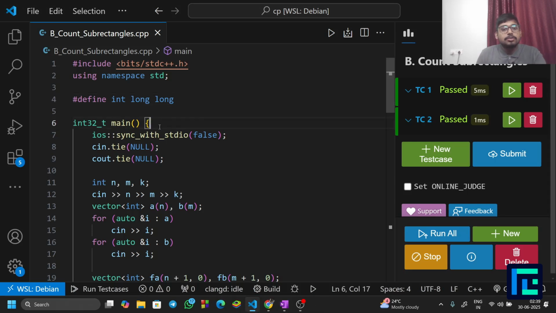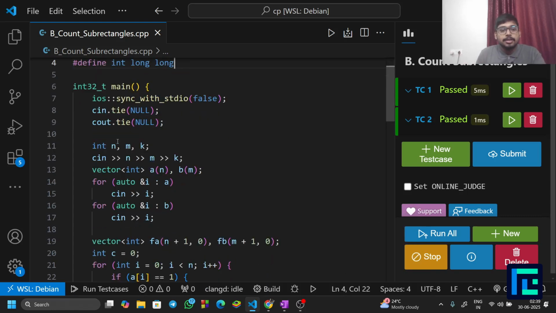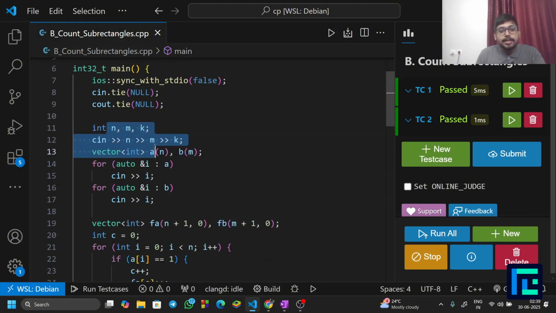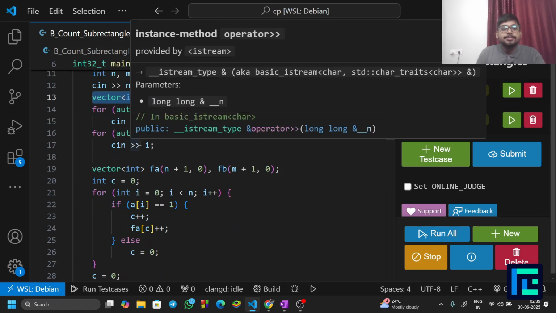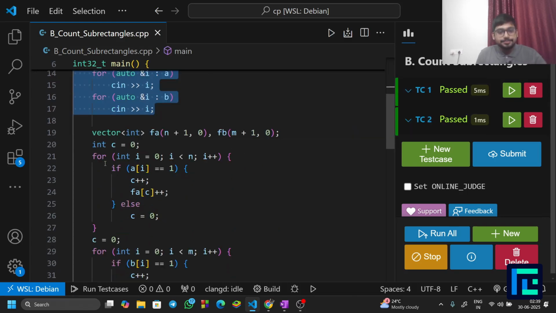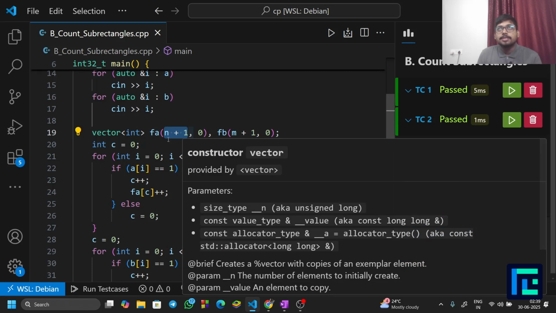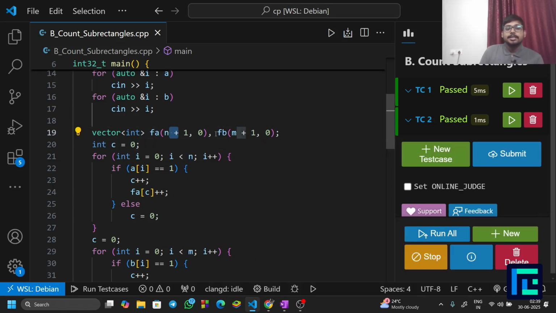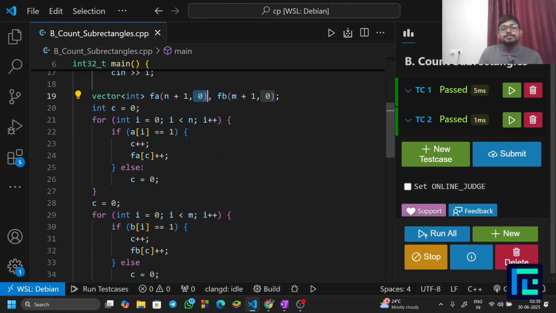First of all, I have defined my int as long as my final answer may exceed the range of int. So all the int that you see in my code is actually long. In my main function, I take the input n, m, k and the two arrays a of size n and b of size m. Once that input part is done, I'll pre-compute my array fa, which has size n plus 1, so it would have indexes up till n, and fb would have indexes up till m. So I initialize them with 0.